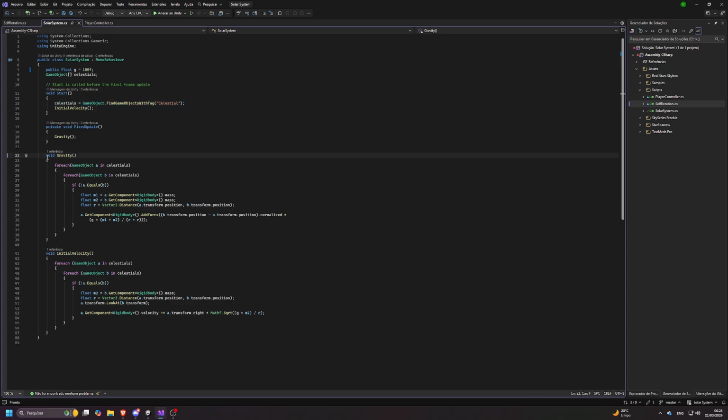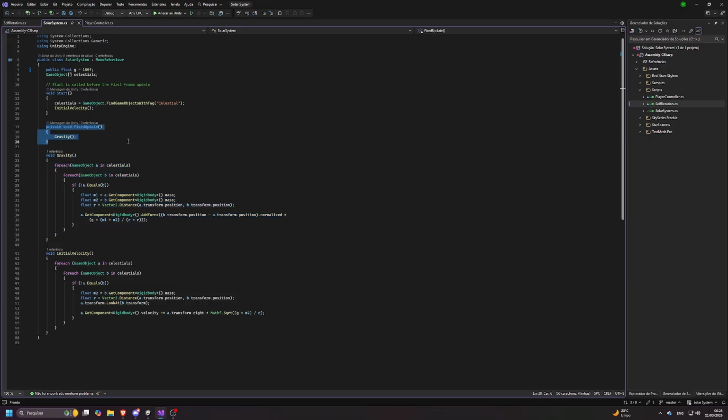The Gravity method is responsible for calculating the gravitational attraction between all celestial bodies. It compares each object with the others, reads their masses, measures the distance between them, and applies a force based on those values.